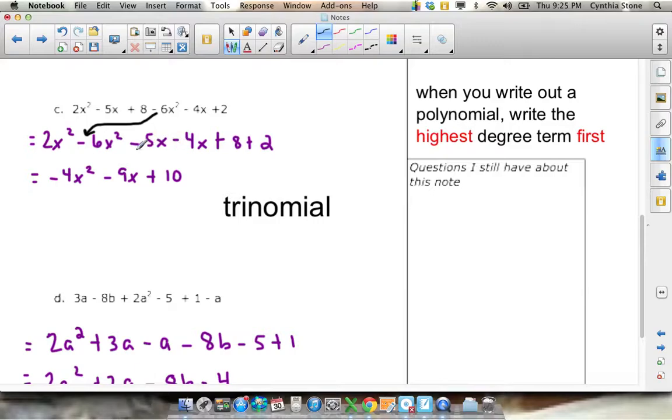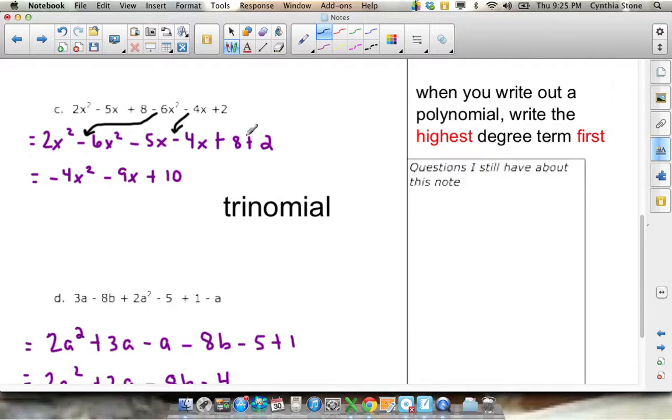And you got the minus 5x, so this negative came down here. The minus 4x, that one came down here, right? The same sign has to stay in front of it. I have plus 8, so that plus went over here, and plus 2, because this plus went here. Okay? So the sign goes with whatever term comes after it.